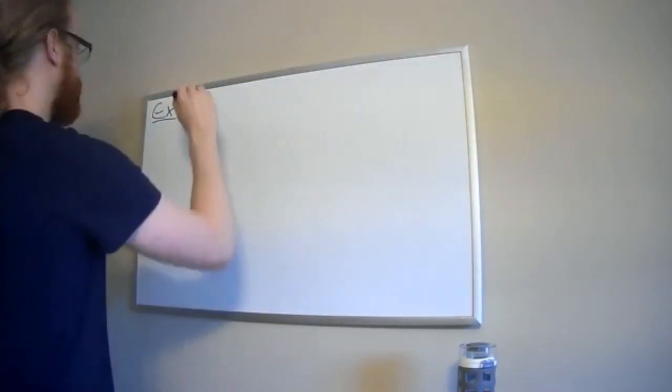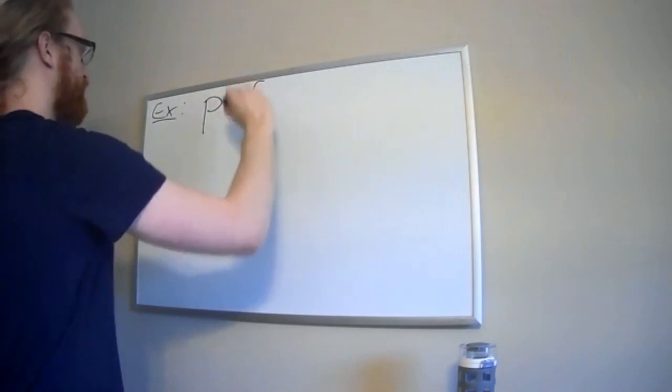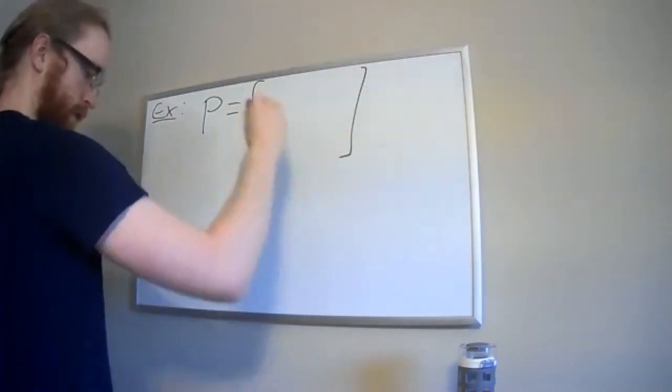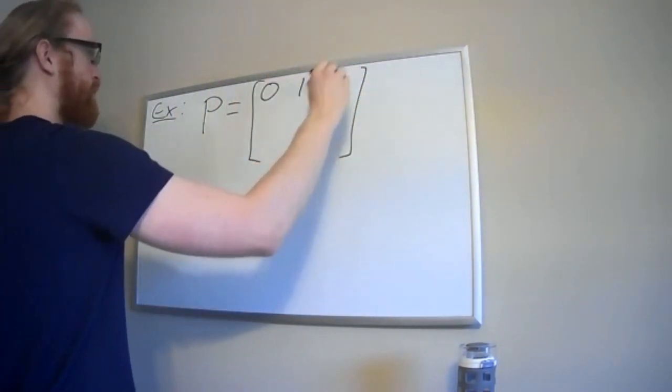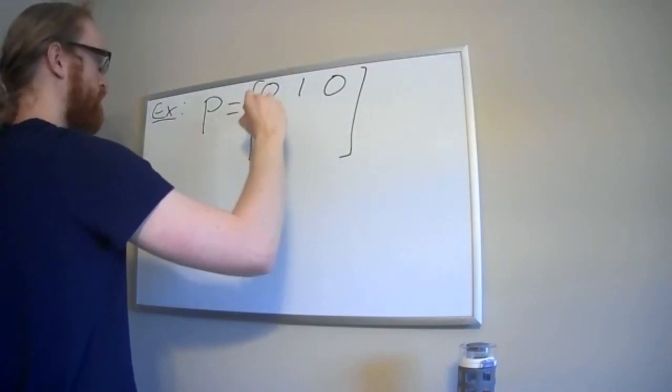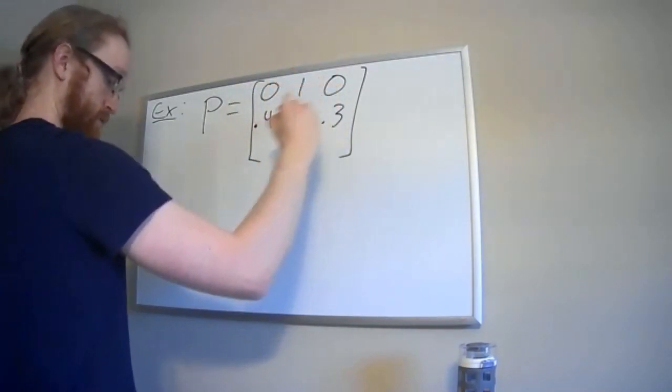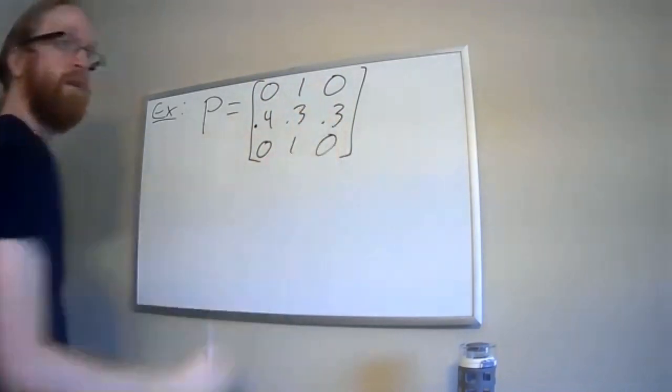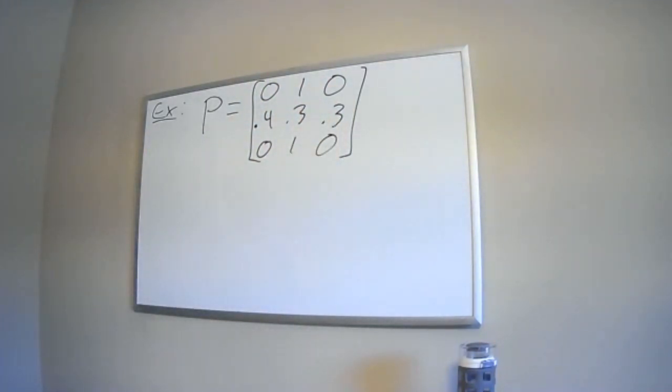So let me give you another Markov chain. We'll represent it by this transition matrix. It'll be a 3 by 3: 0, 1, 0; 0.4, 0.3, 0.3; 0, 1, 0. So this will be the transition matrix for our Markov chain. And I'm going to ask us to find the stable vector.